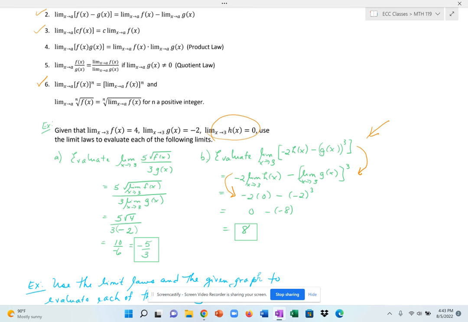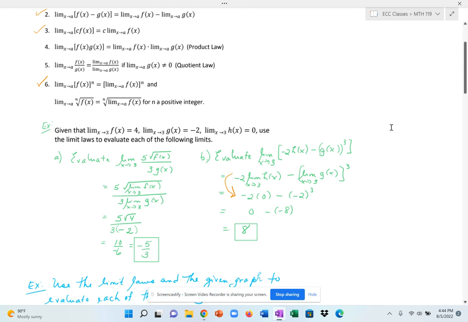Once you're plugging in what the value of the limit is, you should no longer have any limit notation on this line here. And then you plug in what the limit of g of x is, which is negative 2. And so I have negative 2 to the third power. That leaves you with 0 minus negative 8, which becomes positive 8 as your limit value.